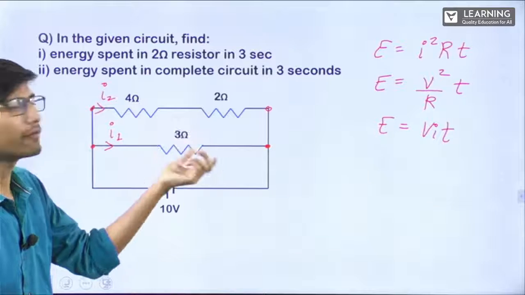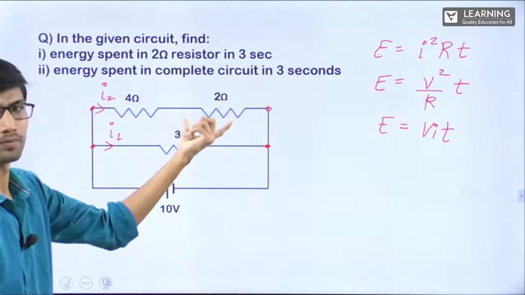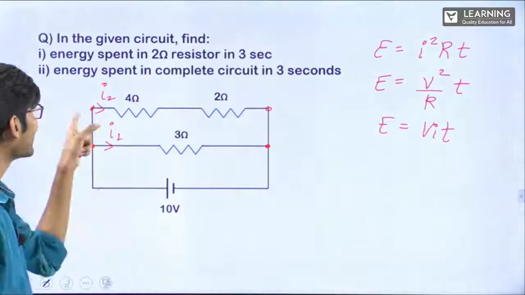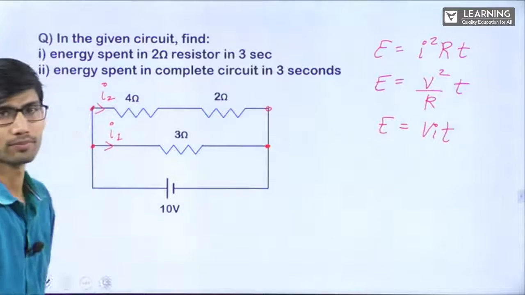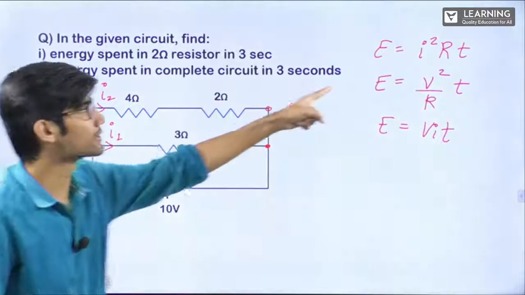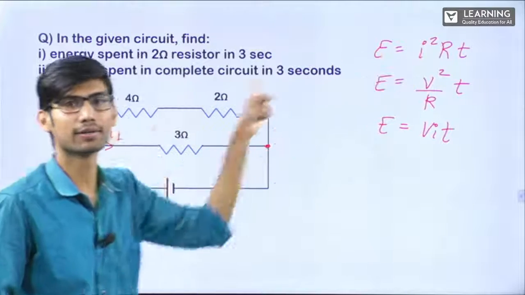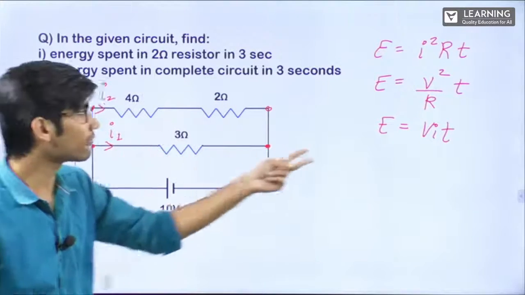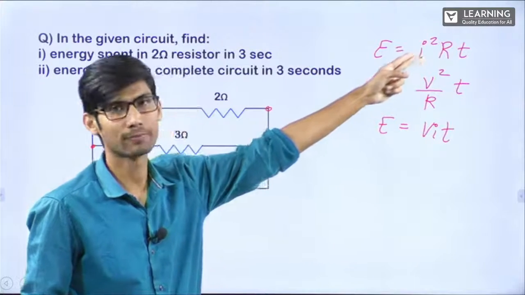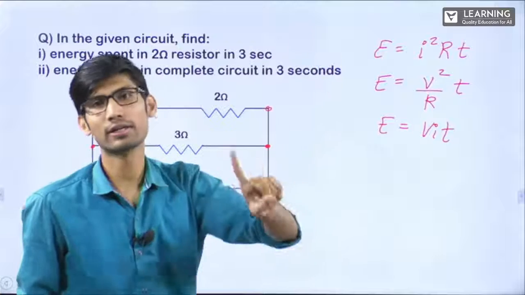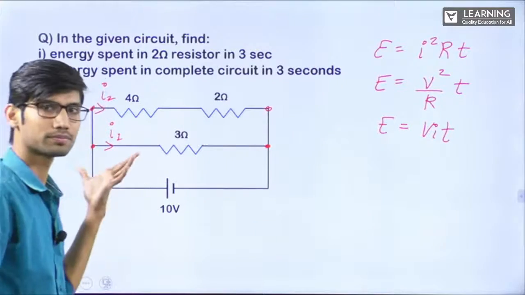More calculation I have to do to find the potential drop, right? Then I have to find the current also. So two things I have to find to get the energy. I already have the resistance. If I just find the current, I'll get the answer. So will finding two things take less time, or finding only one thing? Finding only one thing will take less time, correct?